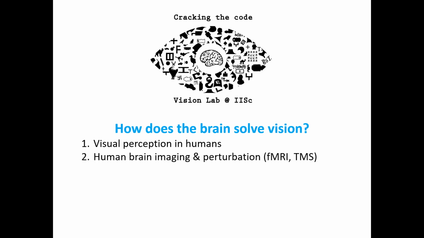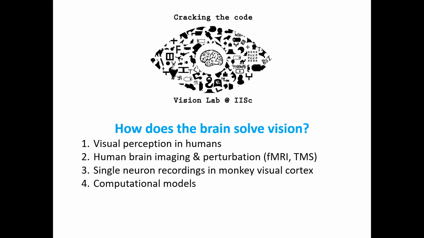We also do human brain imaging and plan to be doing some perturbation studies as well. We also do single neuron recordings from the monkey inferior temporal cortex. This is a region that is crucial for object recognition. And a uniting theme behind all this work is the use of computational models to make sense of the data and interpret and understand what's going on. So let me start with the basic question, and this is really a talk that I want to build up from first principles.